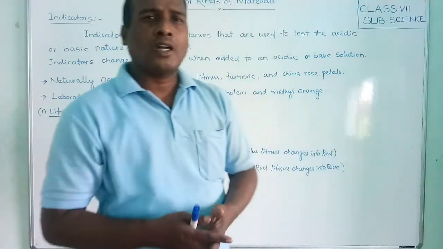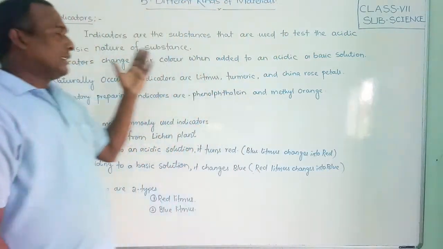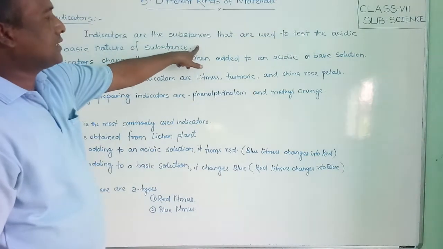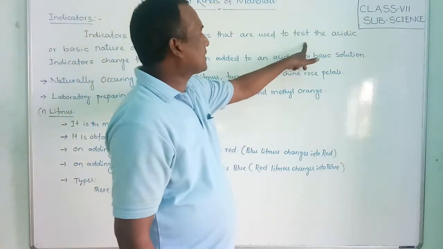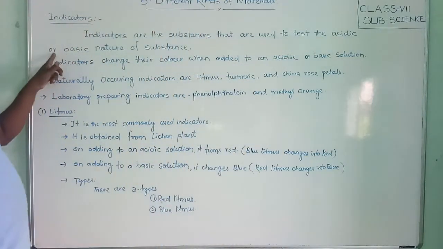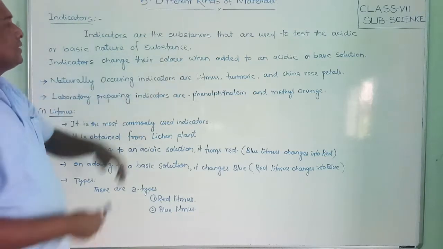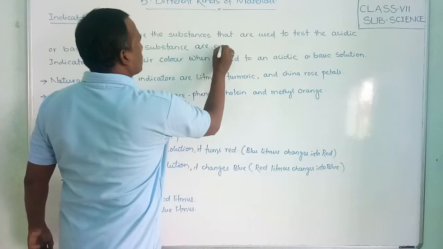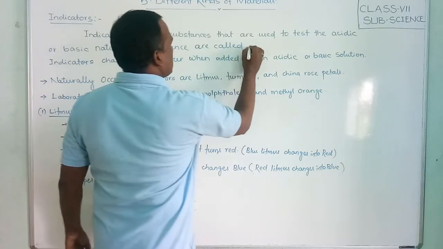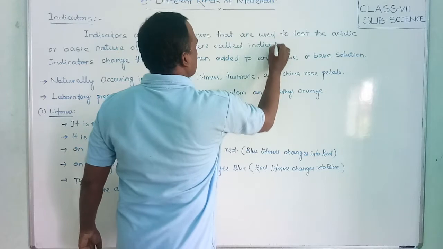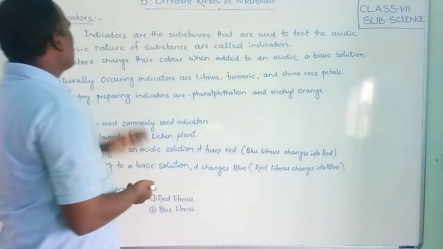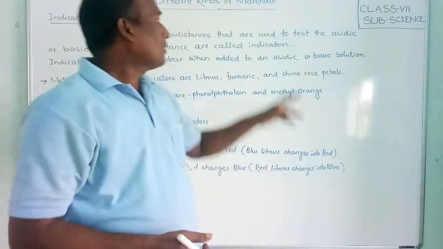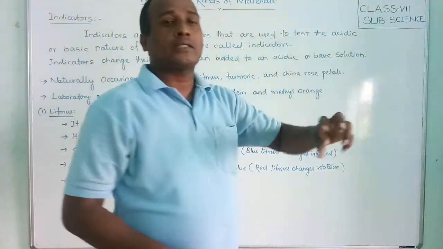Okay, so let us start now. What is the definition of indicators? Students, write down: The indicators are the substances that are used to test the acidic or basic nature of substances. That means such substances are called indicators. Okay, friends. That means indicators are the substances which are used to test acidic substances.